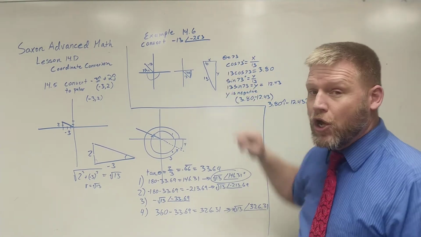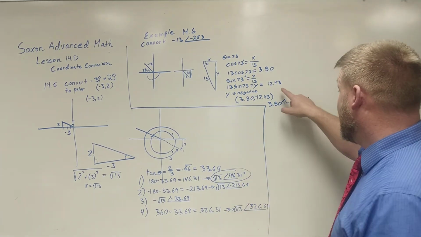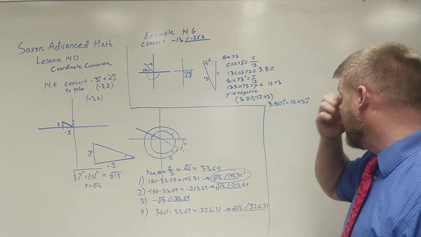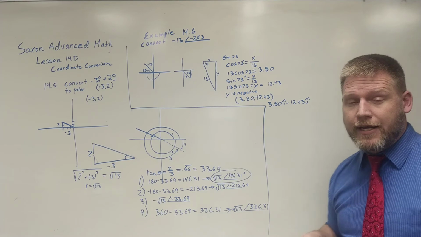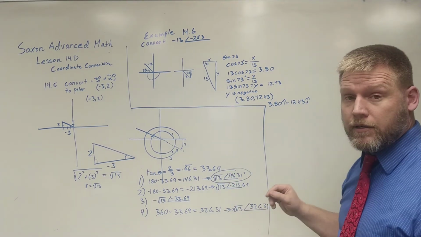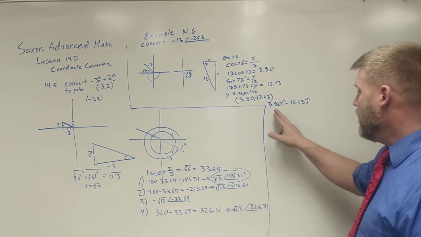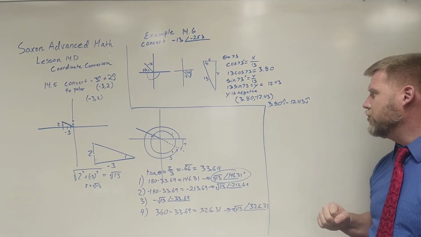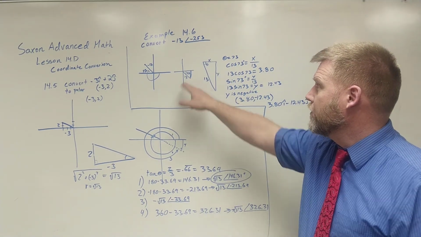Once I know this value, I have to be careful because this value is coming from here, coming this direction, which is downward. So I need to make sure I label that as a negative value. So I have 3.80, negative 12.43. This is a standard rectangular coordinate notation. However, I need to convert it to my i and j format. And so I'm going to say 3.80 i hat minus 12.43 j hat, and that's going to be my fourth quadrant point right here when it's converted.